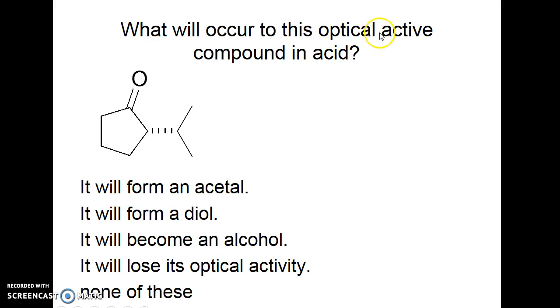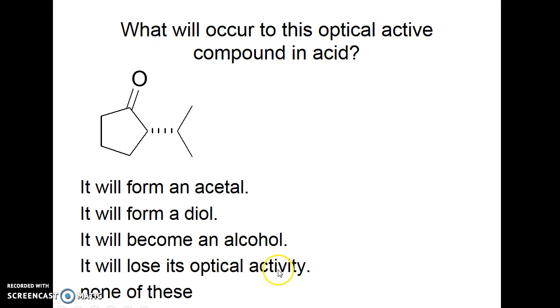What will occur to this optically active compound in acid? It would form an acetal? I don't think so. First of all, it's not an aldehyde, and aldehydes form acetals. It would form a diol. Well, you might have chosen that if you were thinking about a geminal diol, which we basically would call a ketone hydrate. Can it do that? Well, yeah. It would become an alcohol? No, acid is not a reducing agent.